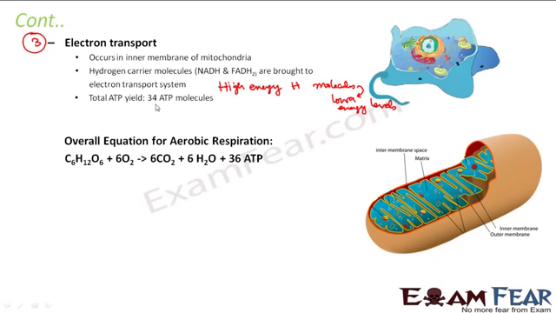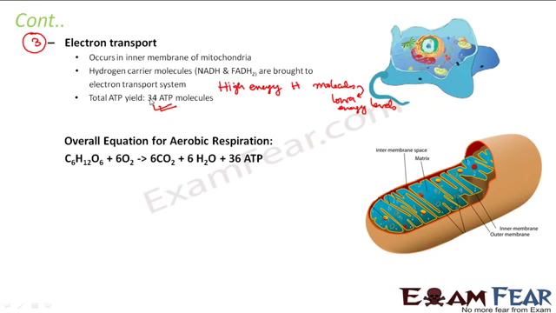So how many ATP molecules are produced here? 34 ATP molecules. So now you can understand how much more energy is produced in this step. In the first two steps only 2 ATP molecules were getting produced, but in this step 34 ATP molecules are getting produced. So a huge amount of energy will get produced during this electron transport.